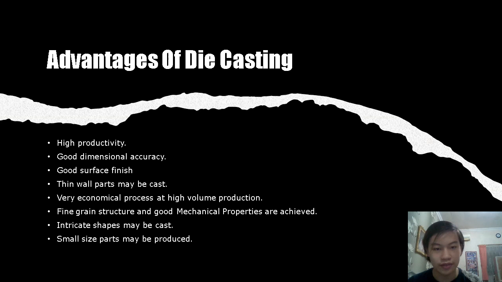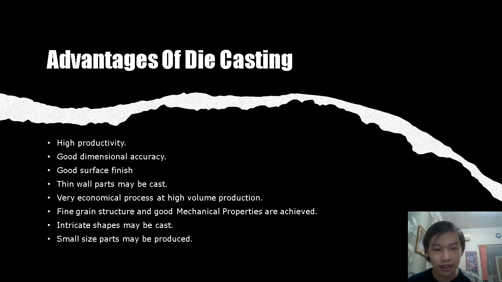The next one is good surface finish. This is also caused by the mold used. In die casting, the mold usually has a smooth surface, which makes the cast material also have the same surface as the mold after it solidifies. The third one is that thin wall parts may be cast. And then the next one is that it is a very economical process at high volume production. It is economical for high volume production because the mold can be used many times without recreating the mold, and it could make a very high production rate and be cost effective.